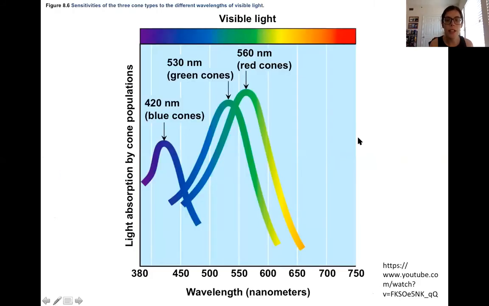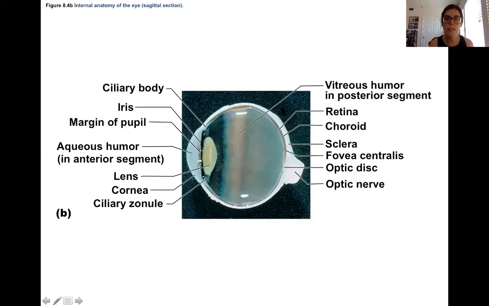And again, we have three different types of cones that help us see: blue, green, and red. Most people who are colorblind are either red or green colorblind, so they lose one of these two cones. And we'll talk more about this in class.